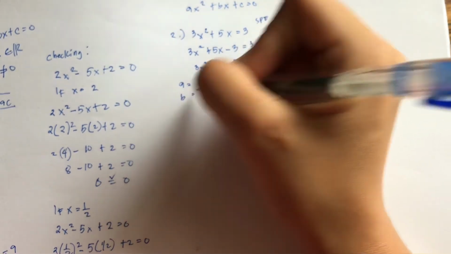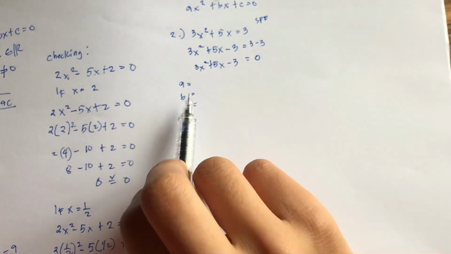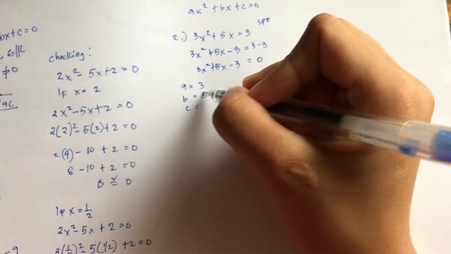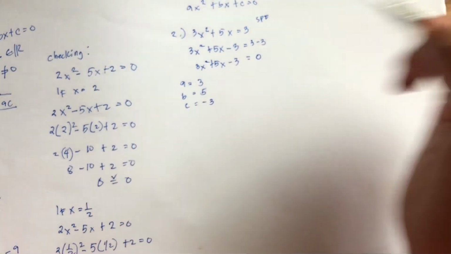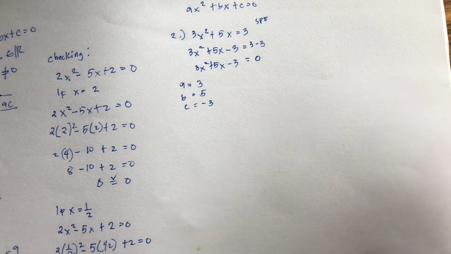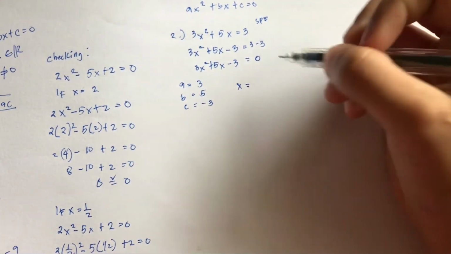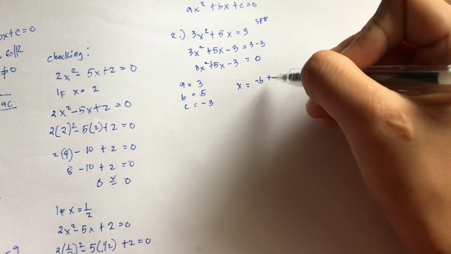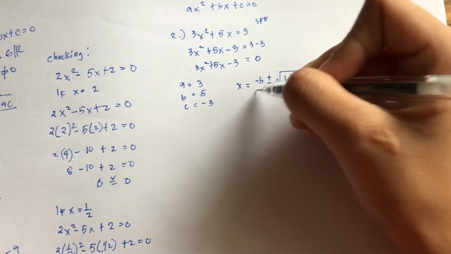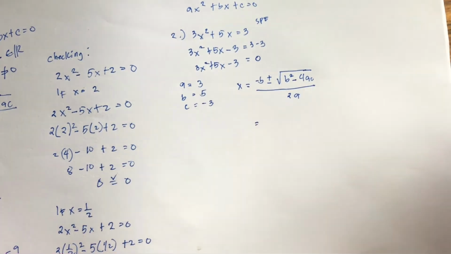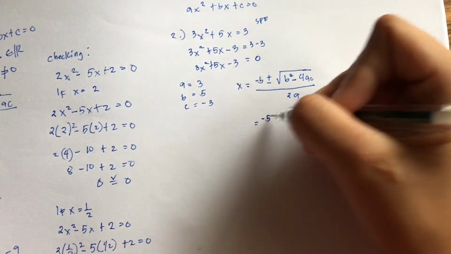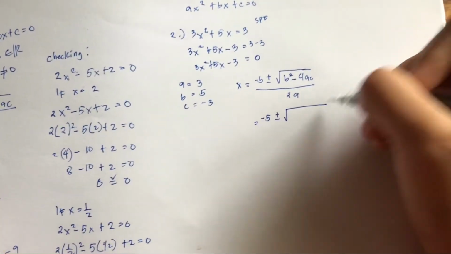We have here a, b, and c. So the value of our a, that's 3. Our b, that's 5. And our c, that's negative 3. So next, we substitute to the formula. Okay, we have the formula. It's x equals negative b plus and minus square root of b squared minus 4ac all over 2a. So we copy the equal sign. Next, what's the value of our b? That's 5. So we have here negative 5 plus and minus.